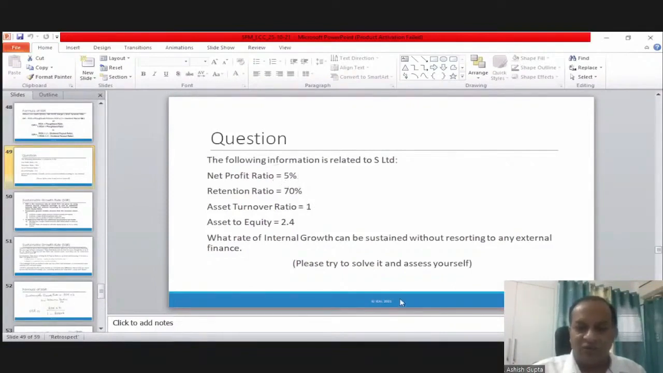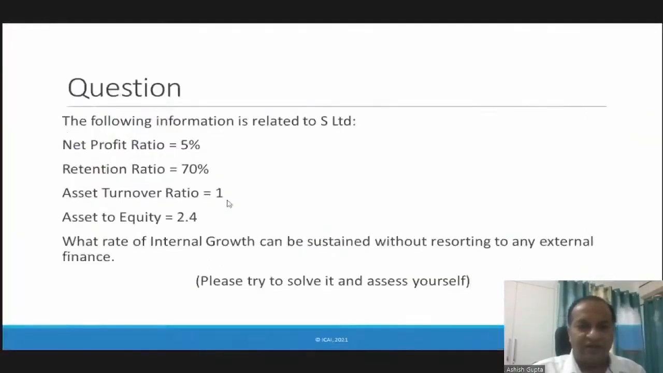Our asset turnover ratio is 1. So we will multiply, it becomes 5%. And when our retention ratio is 70%, so 70% into 5% becomes 3.5. If we use the other formula, the answer will be 0.3, somewhere around 3%.